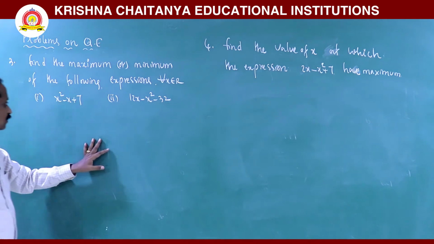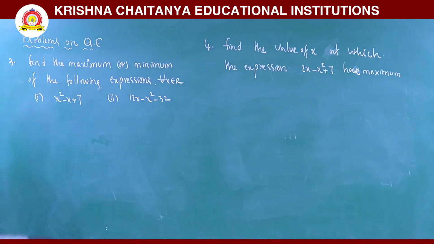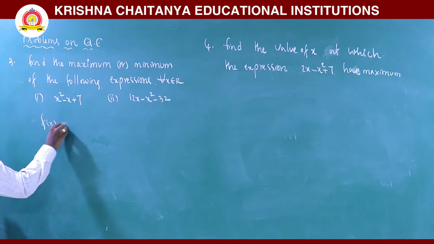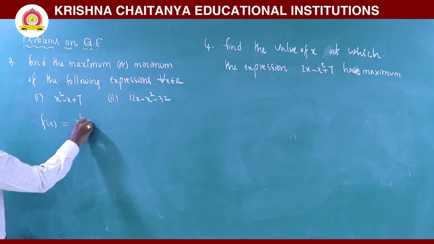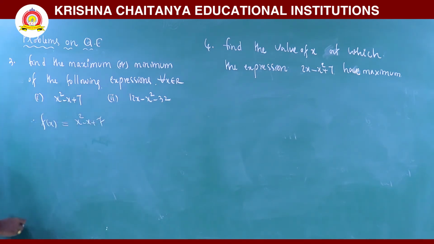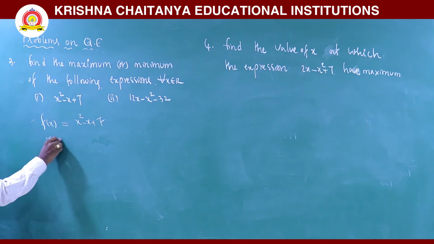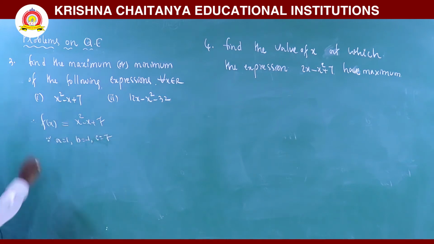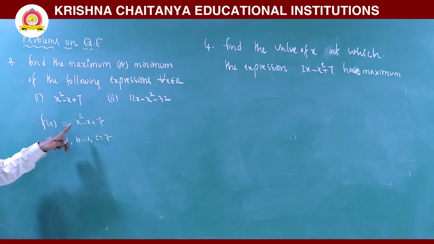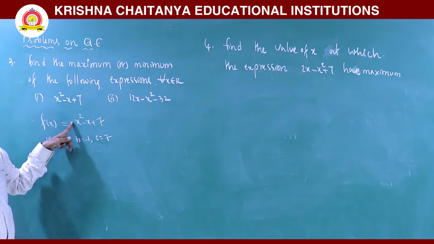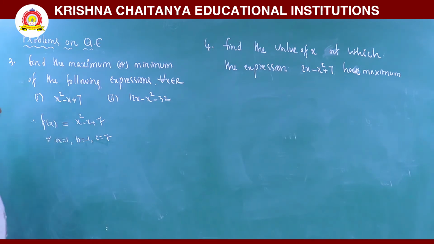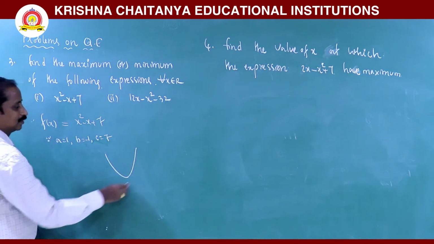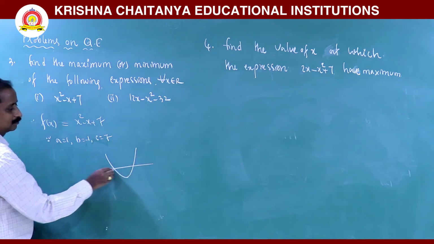Now let us observe. For the first question, let us consider f of x, which is nothing but x square minus x plus 7, in which the value of a is 1, b is minus 1, and c is 7. Now the leading coefficient is positive, so indirectly it opens upwards. The shape of the graph is like this. Now let us observe.